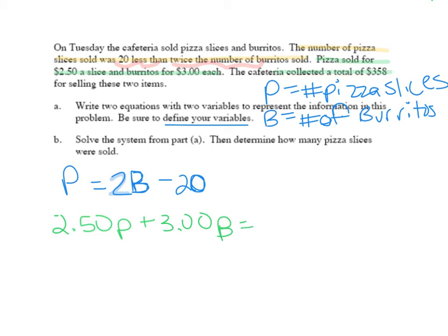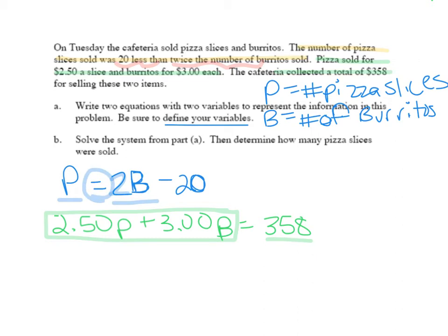And that should equal a total of $358. Notice the formatting of the equations. One equation has pizza and burritos both on the left and the number on the right. The other equation has the pizza separated from the burritos with the equal sign. This is not in the proper alignment for elimination.